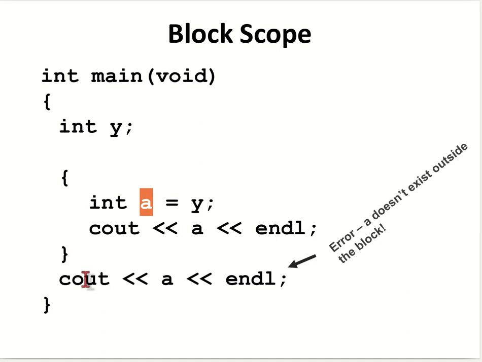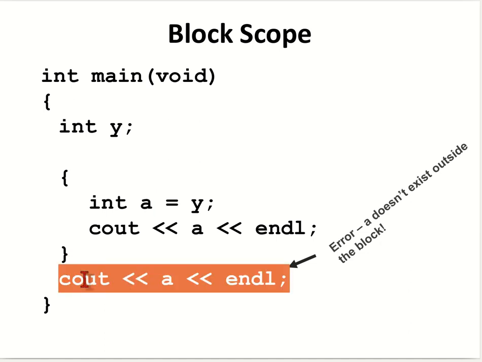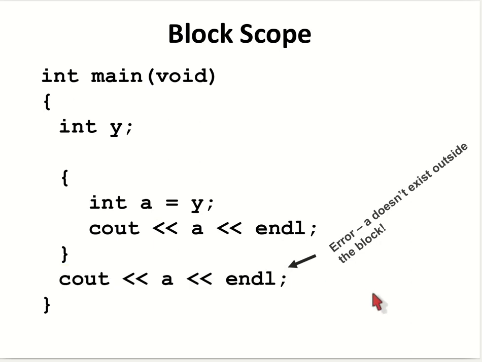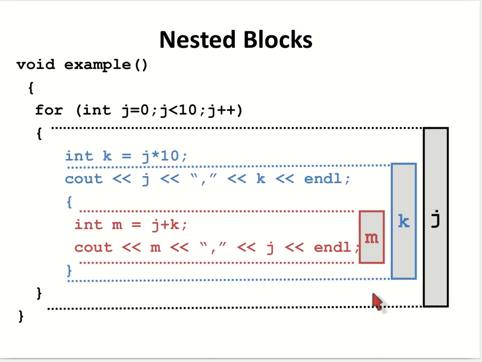And if we want to use it outside, say I have tried to use this a outside this block, what will happen? It will give an error, that this a doesn't exist outside the block. So this is all about the block scope variables.